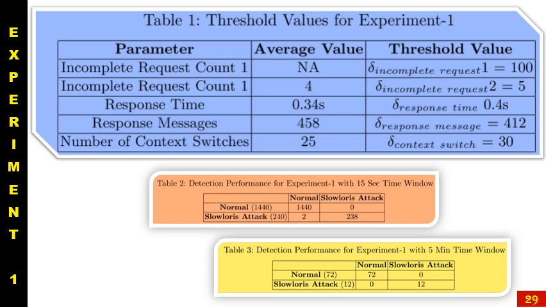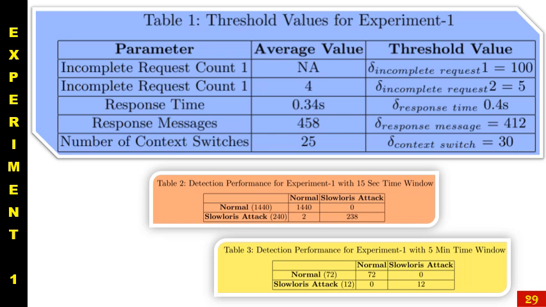So here is the way we calculate and set the thresholds. We run the experiment for about 2 hours to find out the threshold values from the average of all parameters. We can see threshold number 1 is initially not applicable because in the experiments we see that there are no incomplete requests in the benign traffic.